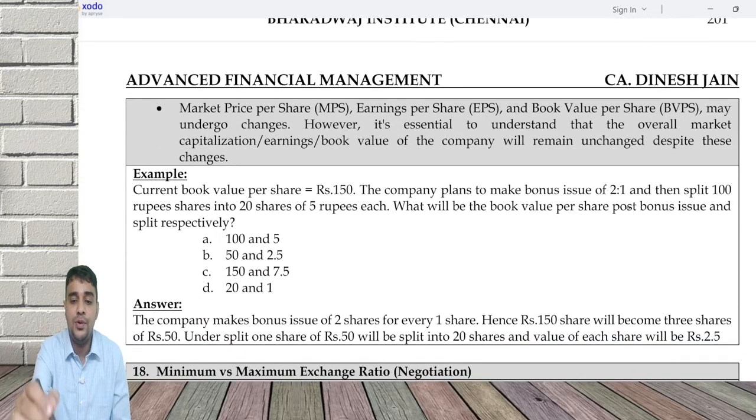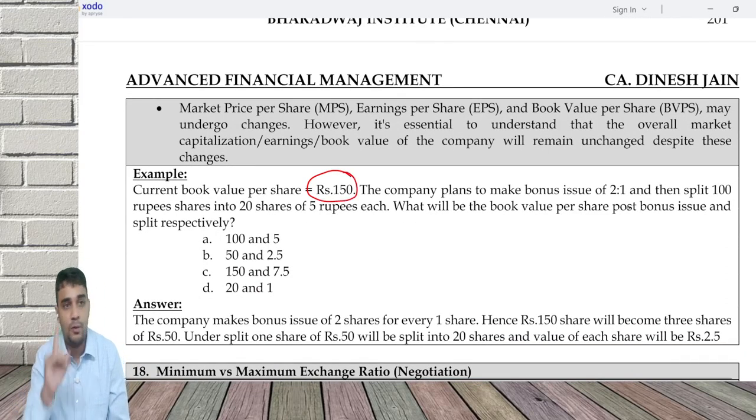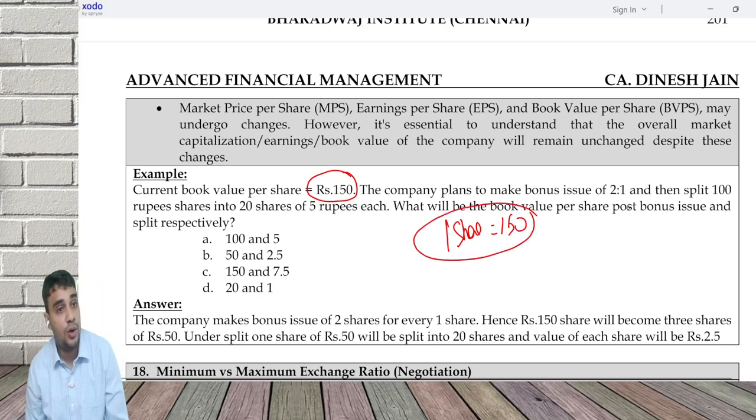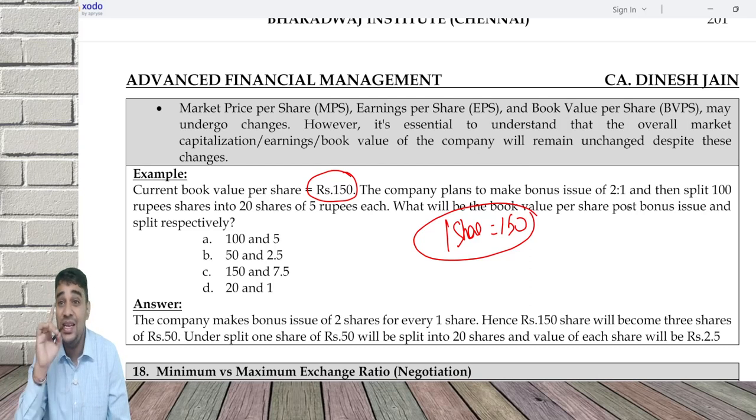Just an example. Current book value is 150. One share is 150 rupees book value. Company plans to make a bonus issue of 2:1. Today, one share 150. In bonus, how many extra shares are we going to allot? 2. So it will now become 3 shares, and each share will be worth only 50 rupees now.